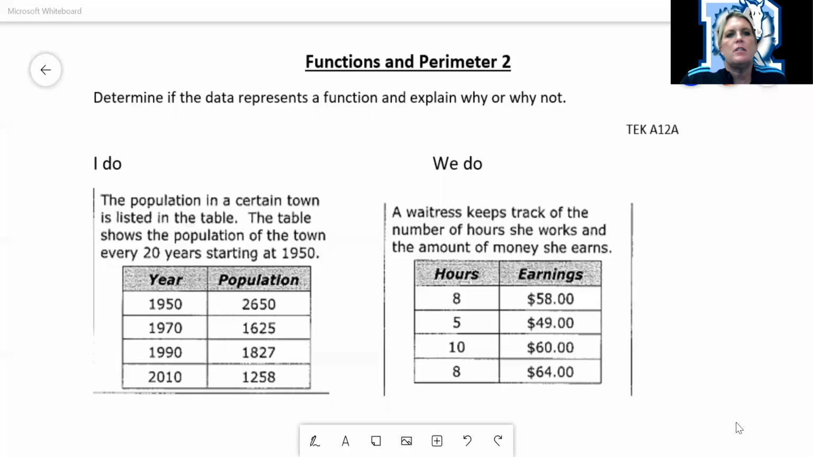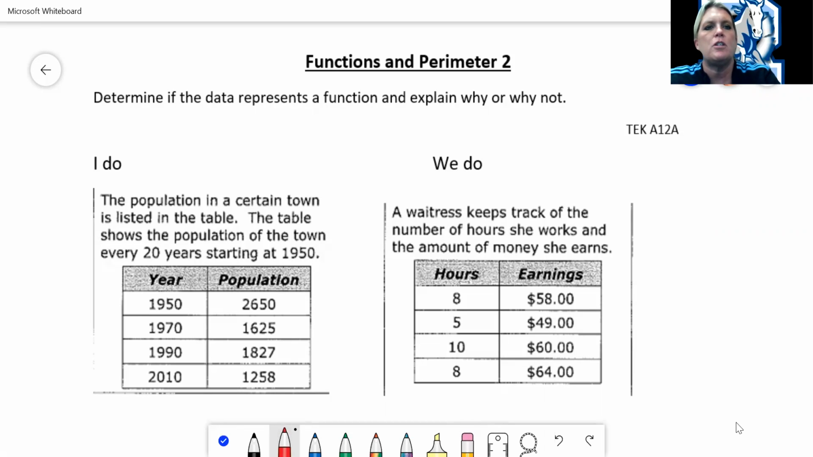Hi there. Today we are going to work on determining if things are a function or not and finding the perimeters and the differences of perimeters. So let me pull up my screen so we can start on the first part. Right here it says determine if the data represents a function, explain why or why not.